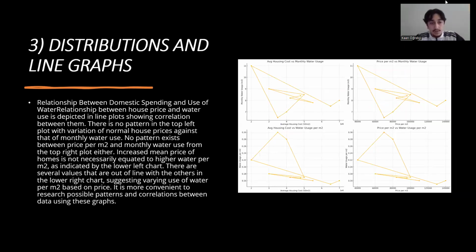The third one is distribution and line graphs. The graphs show no clear correlation between house prices and water usage. The data suggests that water consumption per square meter does not consistently increase with higher housing prices, and some outliers deviate from general trends.